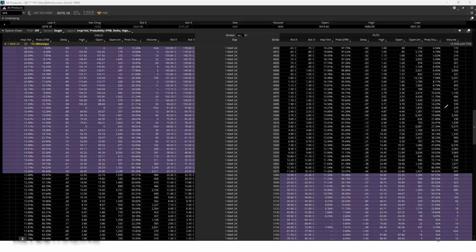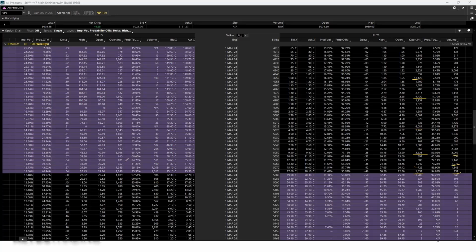So we look for, okay, is there volume that's exceeding open interest? And I don't see any here, any of the big numbers. I mainly look at the large open interest strikes. Okay, most of these volumes are under open interest.